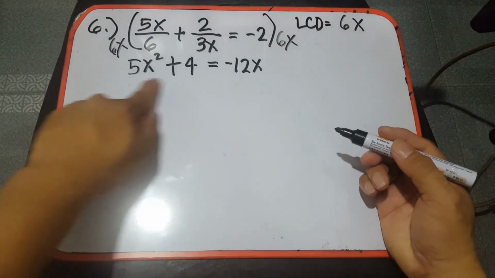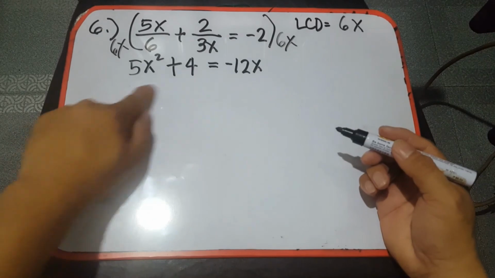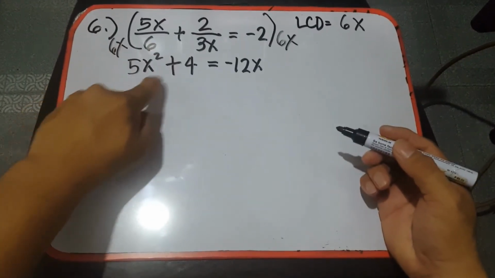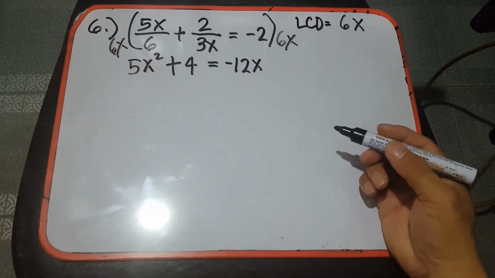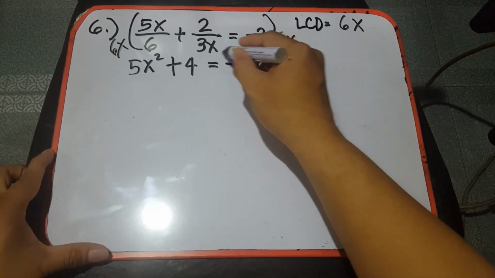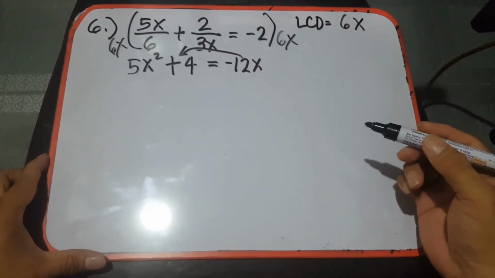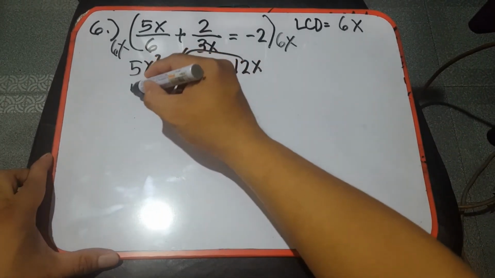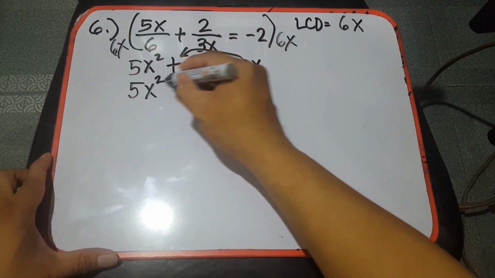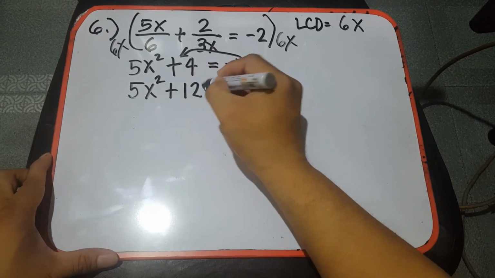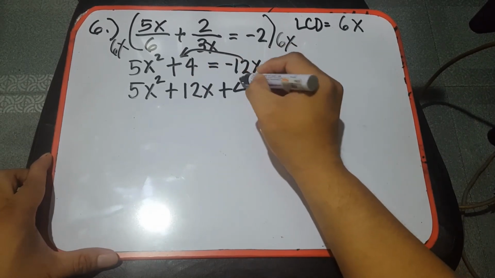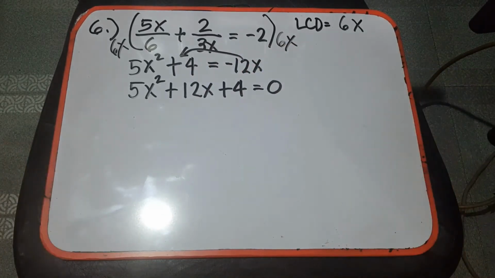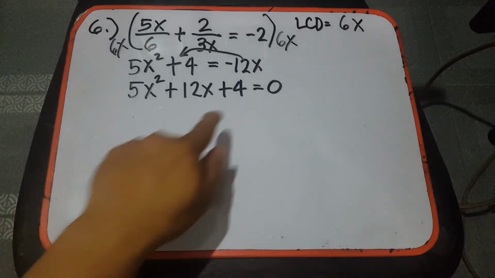Then, we know that it's already a quadratic equation because of this term. We now have a term that we call the quadratic term. But it's not yet arranged in general form. So, we still have to arrange it by moving negative 12x to the right side of the equation. So, that will be 5x squared plus 12x plus 4 is equal to 0.